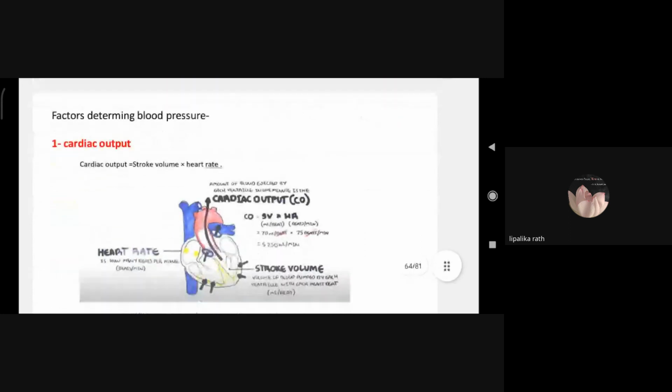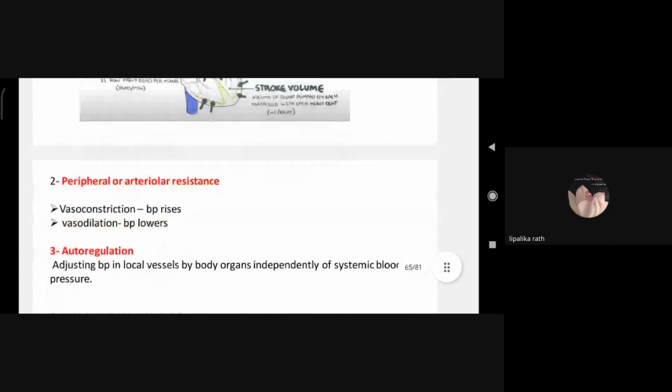Now, what are the factors that determine blood pressure? First one is cardiac output. Obviously, cardiac output will determine blood pressure. Cardiac output is the amount of blood that is pumped out from the left ventricle.